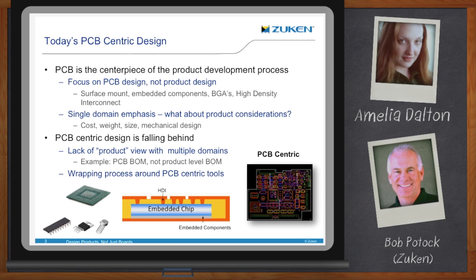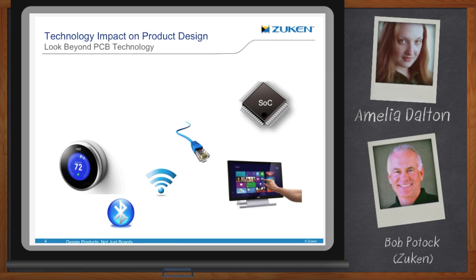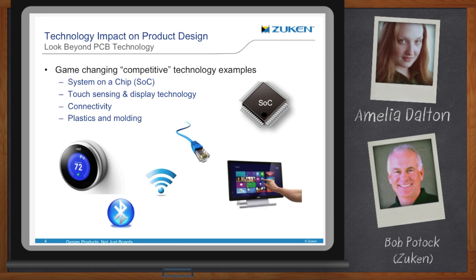I see that. So, Bob, why do you think things are changing? Why are we shifting from PCB-centric to product-focused design? There are a lot of things happening technology-wise that are really impacting the products. And you have to look beyond the printed circuit board technology to really understand that. Here are just a few examples that are really changing the way products compete. System on a chip, touch sensing and display technology, connectivity, plastics and molding.